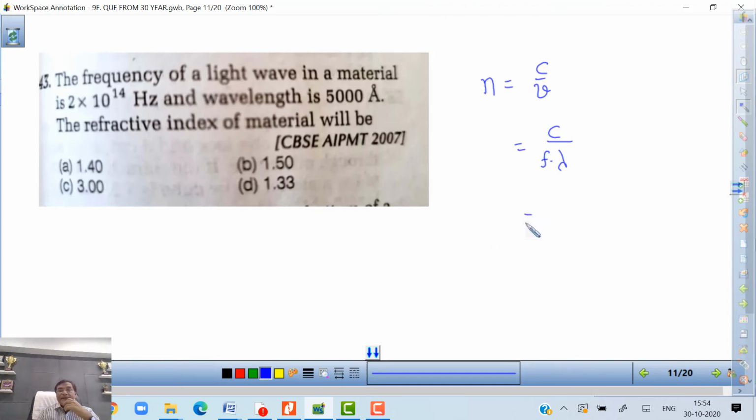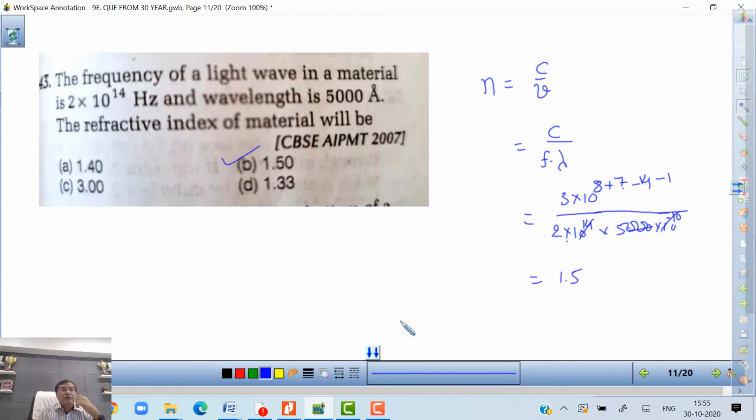So C is 3 into 10 raised to 8 in vacuum. Frequency is 2 into 10 raised to 14. And wavelength is 5000, so 5000 into 10 raised to minus 10, converted to meter. So this is 3, 0, so minus 7, so it is plus 7 minus 14. This cancels, this also cancels. The 5 does 10, minus 1 again. So this is 15 minus 15, 0. So 3 by 2, 1.5.